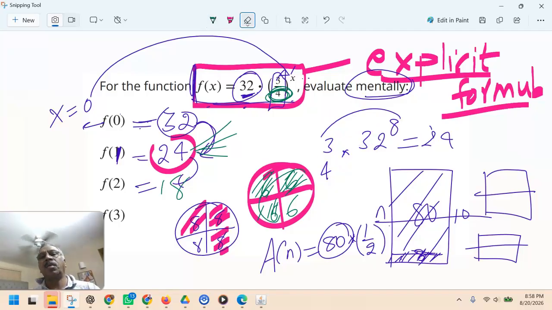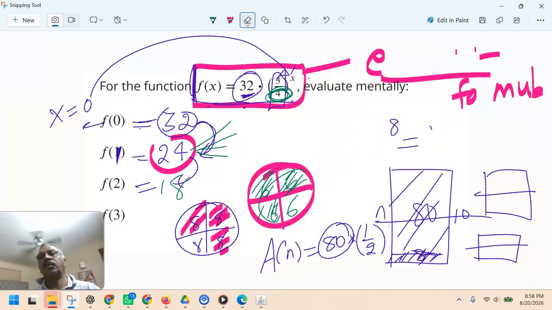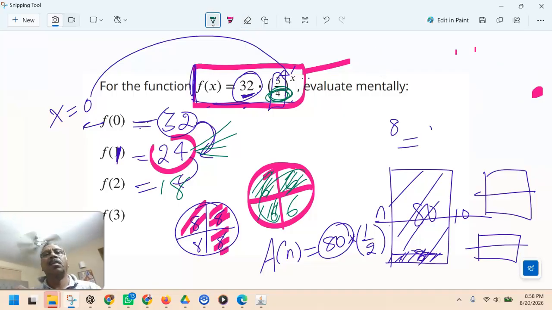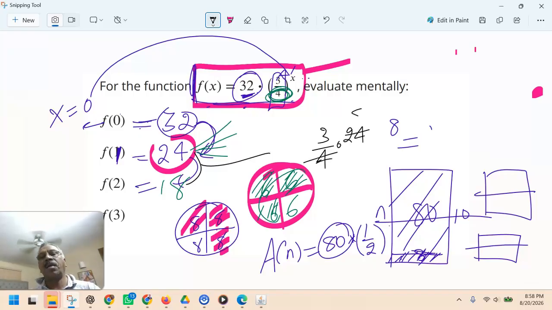You can also do the actual work. From here to go here, it is 3/4 of 24. So 4 goes into 24, 6 times. 6 times 3 is 18. And that's how you do this.